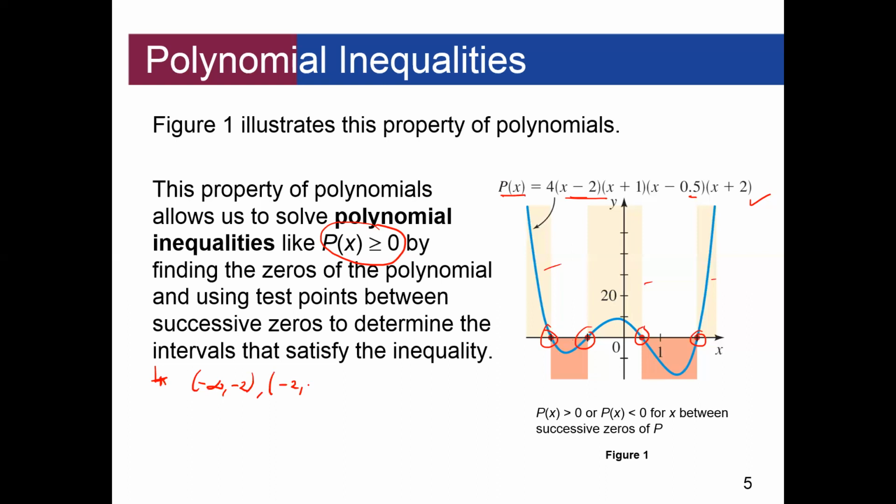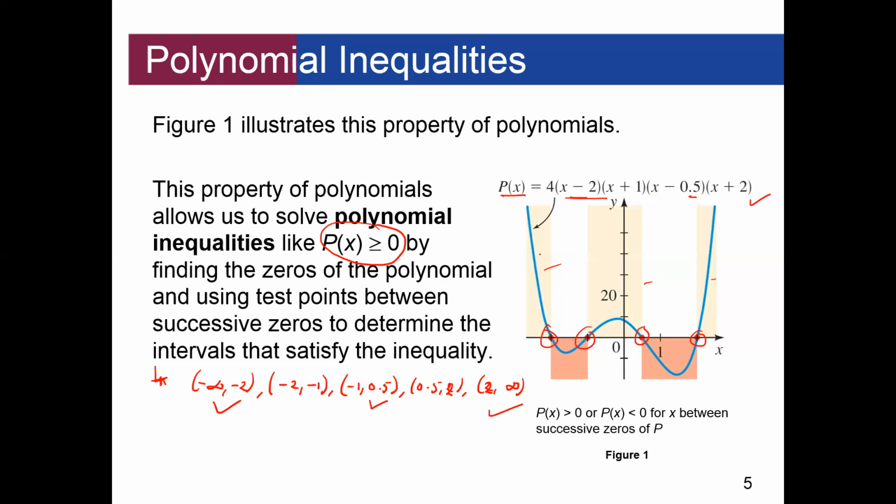That's another interval. And then from -1 to 0.5. And then 0.5 to 2. And then from 2 to positive infinity. So you see that the portions that satisfy the inequality, where the graph is above the axis, are the first one, and then also between -1 and 0.5, and then also 2 to positive infinity.